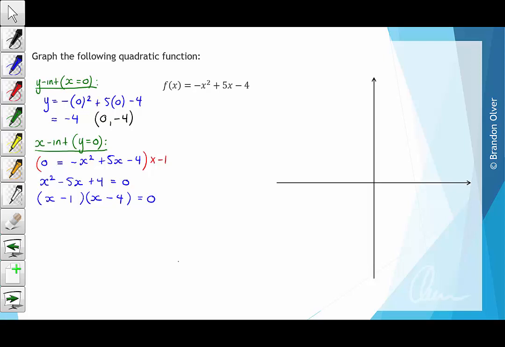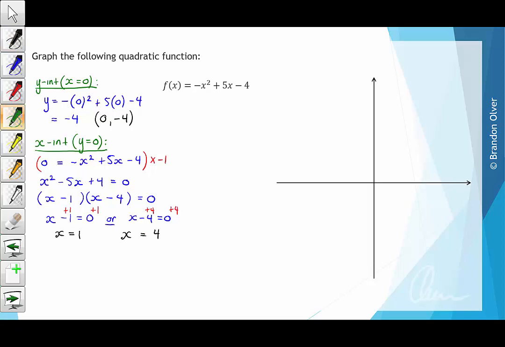Next we use the Null Factor Law to say, therefore, x minus 1 equals 0, or x minus 4 equals 0. So solving, if we add 1 to both sides, we get that x is equal to 1. And for the second, if we add 4 to both sides, we get that x is equal to positive 4.